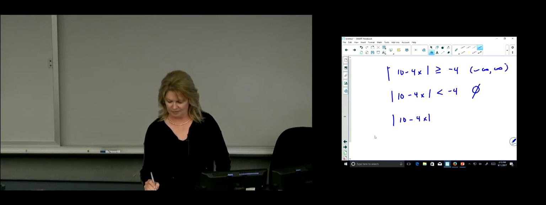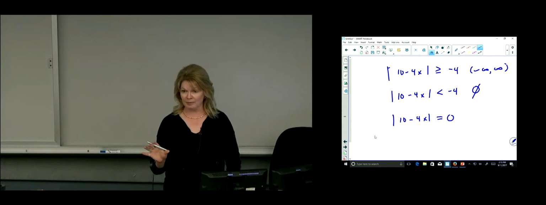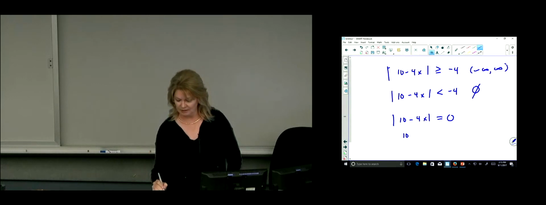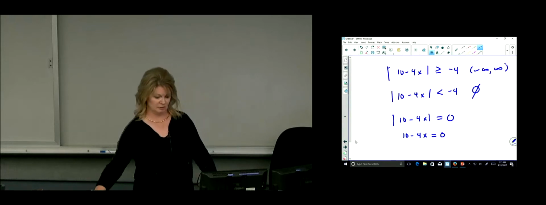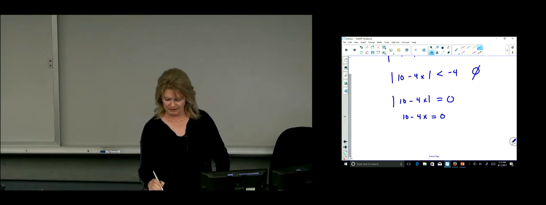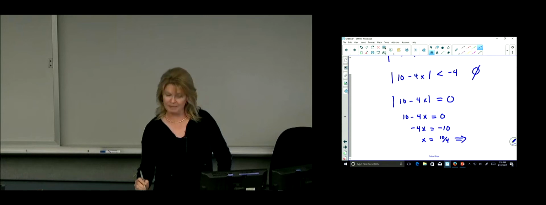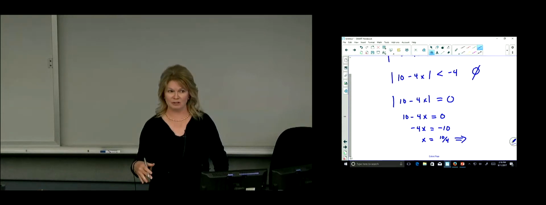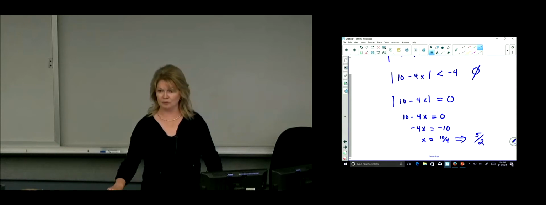That's right. And if it was equal to 0, you're just going to work one problem, right? You're going to have 10 minus 4x equals 0, right? And you just solve that one problem. So subtract 10, divide by negative 4. And I am sure in my math lab they would make you reduce that fraction. They wouldn't let you use 10 over 4. They'd make you write that as 5 over 2.